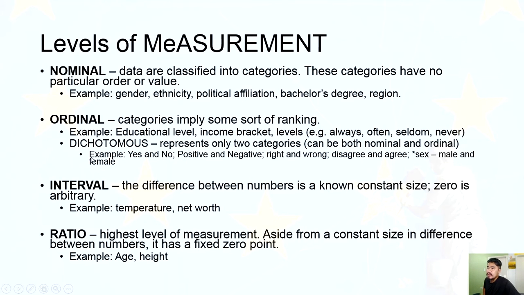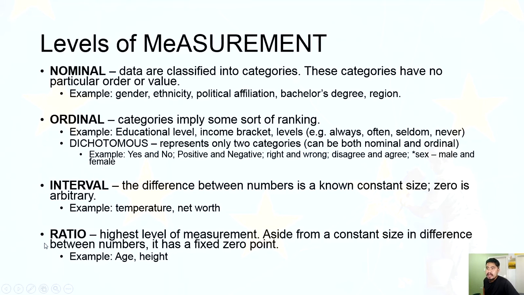Under ordinal, we also have dichotomous. Just to insert this, it is a semi-type of level of measurement that represents only two categories. They could be nominal or ordinal. For instance, nominal would be sex, male and female. It could be ordinal too: do you agree with same-sex marriage? Yes or no. Positive and negative, right or wrong, agree or disagree can be considered dichotomous. Now, these are your categorical variables; they are grouped.